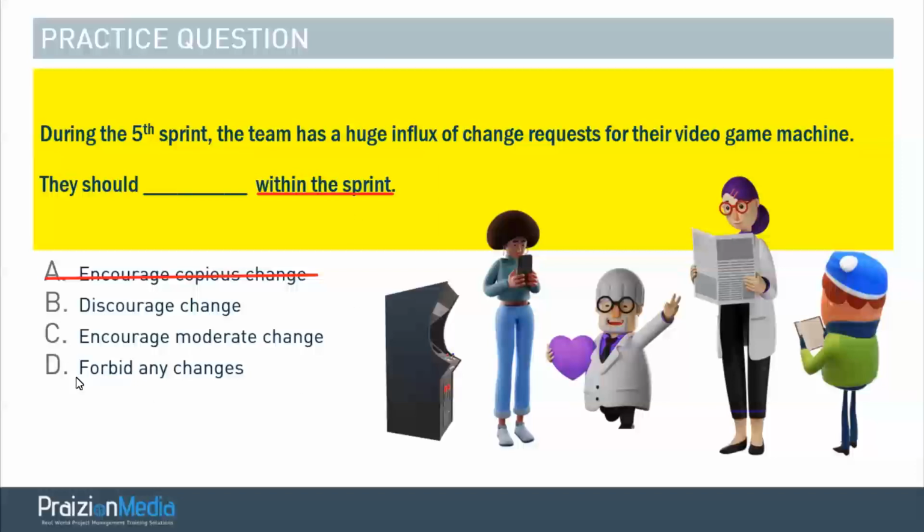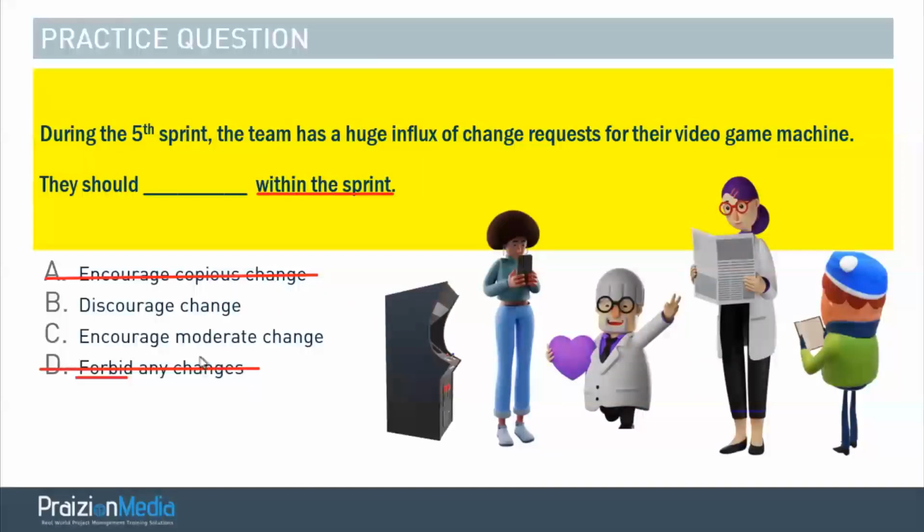D says forbid any changes. And that is a pretty strong word. When you say forbid, that means never, ever, ever. And that is not reality in a world of Agile. There's definitely going to be situations where there is change that needs to absolutely happen right then, but we do not forbid any changes. Let's take a look at option C.